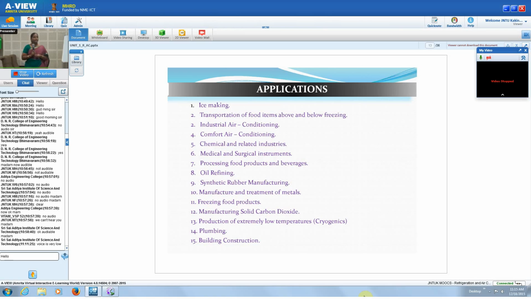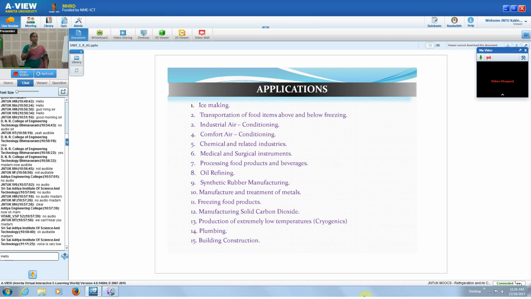So for ice making, and transportation of food items above and below freezing. Because Kakinada has a seaport, you can know the importance of the seaport and all those. The fish, prawns, everything will be imported, and that will last even 1 year. That food can be stored for 1 year, and even after 1 year they can use it for cooking. So that much importance is there with refrigeration.